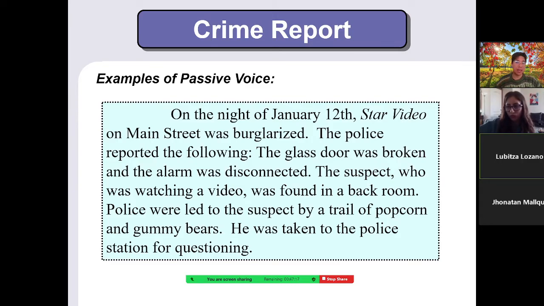Conlleva a. Okay, conlleva a, led to. Siempre trabaja led to. They always work together.